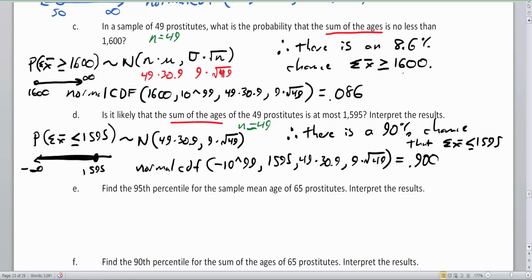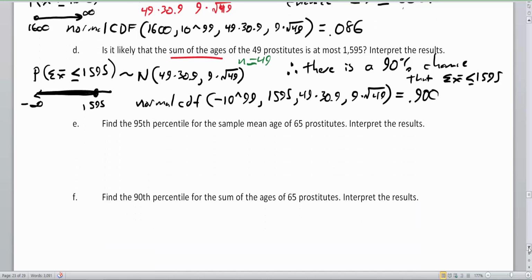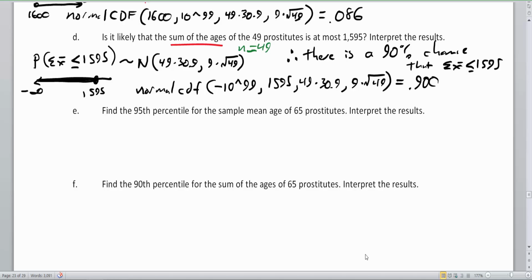Okay, so now let's take a look here. In problem E, it says find the 95th percentile for the sample mean of 65 is our sample size. Let me indicate that because we are changing sample size here. Interpret the results. Notice down here we're also changing the sample size. Be aware, be aware, be aware.